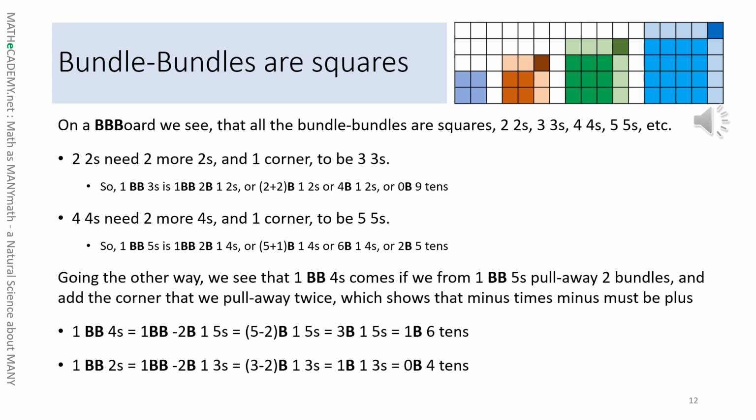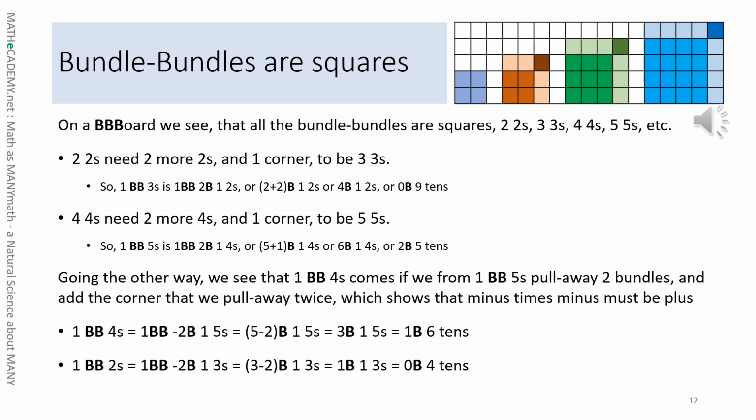4 fours need 2 more fours, and 1 corner, to become 5 fives. So, 1 bundle bundle, fives, is 1 bundle bundle, 2 bundle, 1, fours, or 5 plus 1, bundle, 1, fours, or 6 bundle, 1, fours, or 2 bundle, 5, tens.